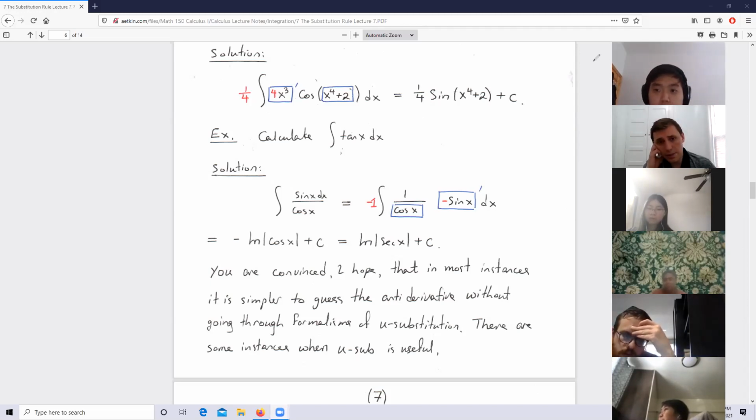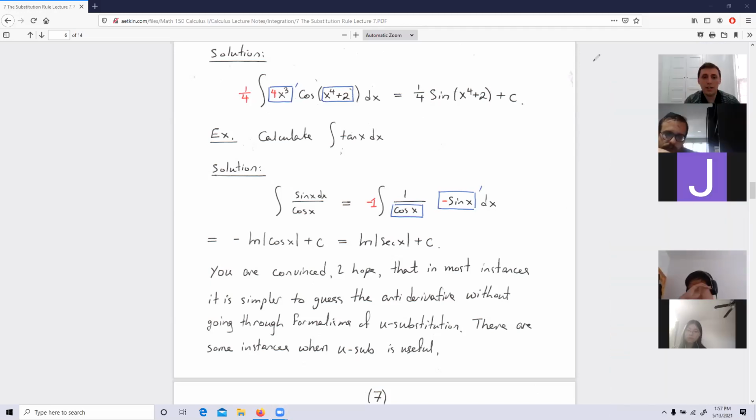Well, U-substitution can be useful in some cases, like the next one. What is my way again? My way is just recognize it's chain rule and reverse it. Right? And U-substitution is doing the same thing, but makes it mechanical.